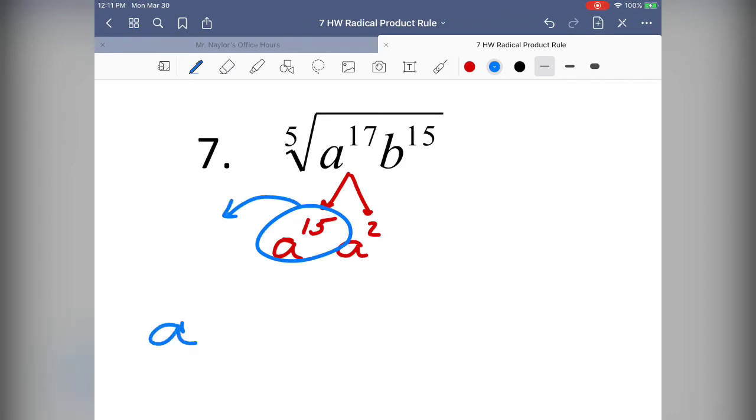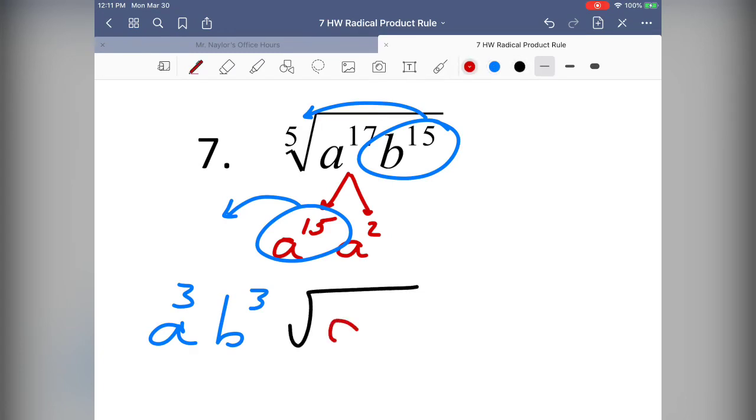It's going to end up being 3. When I take out all of this 15, it's also going to end up being 3. That is b to the 3. And the only thing that's left behind is this a squared. So we're left with a cubed, b cubed, the fifth root of a squared.